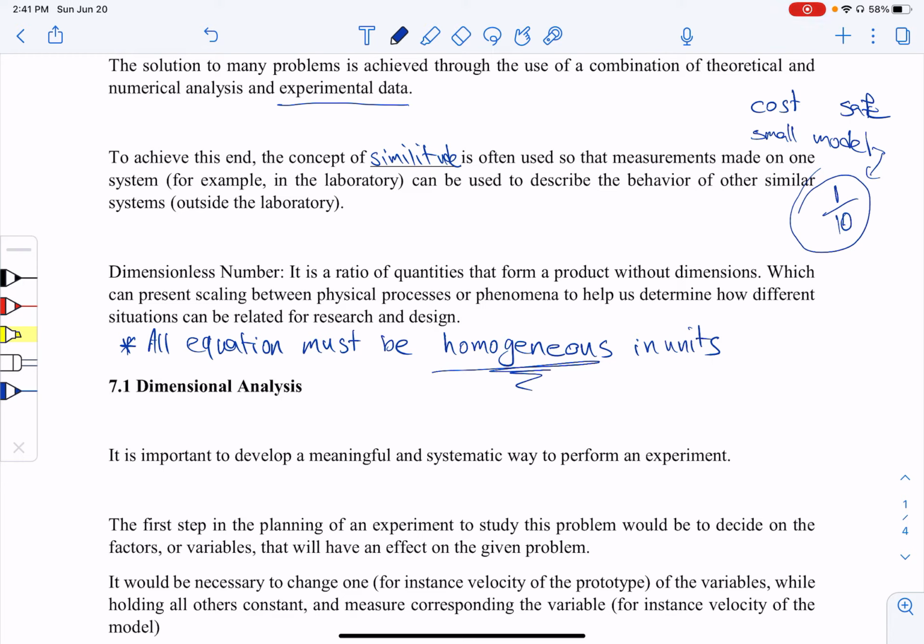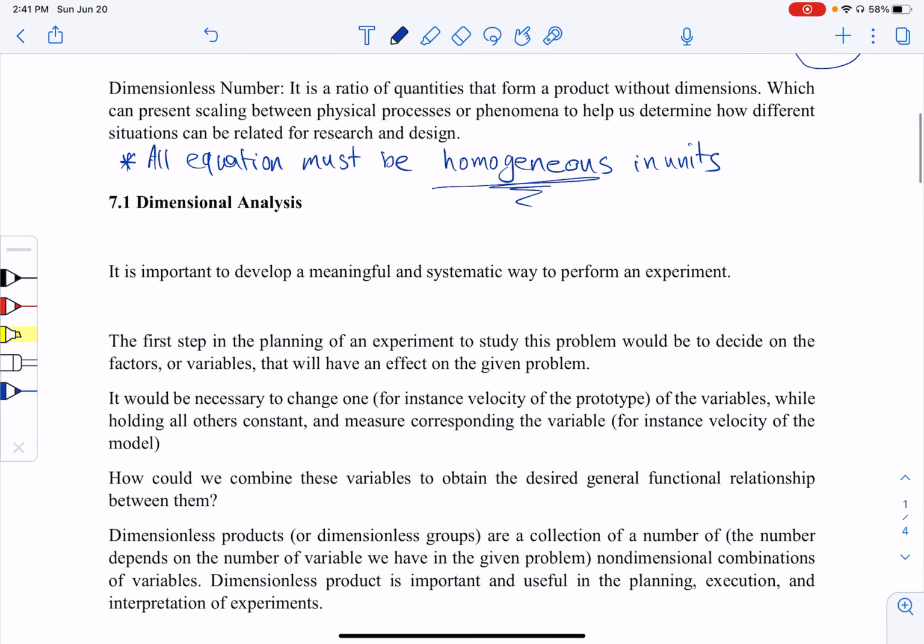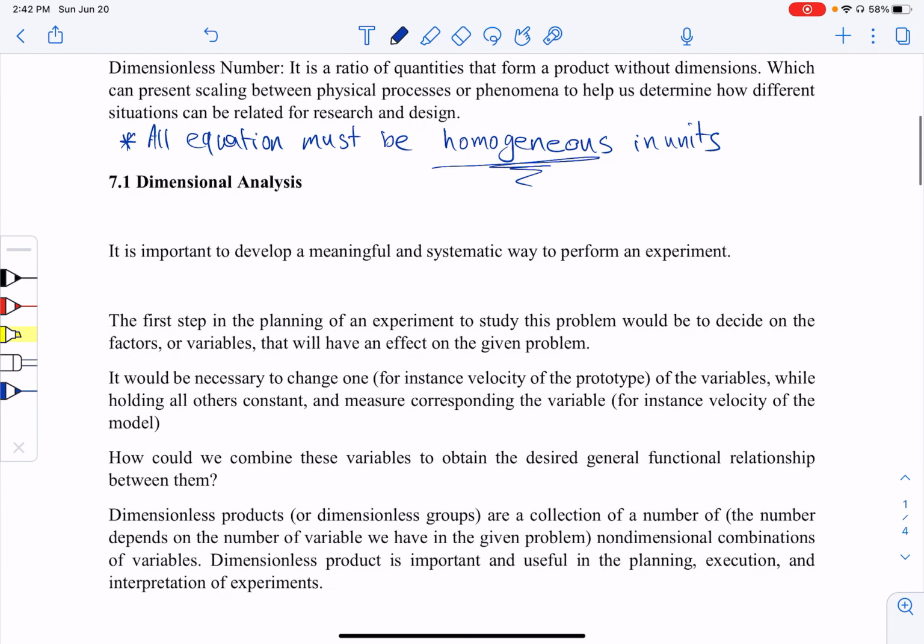And now let's see what dimensional analysis is, right? So in dimensional analysis, we show how to develop a meaningful way to perform an experiment. Now, to make a plan for an experimental study, we first need to determine what variables can affect the given problem. So the variables are important.